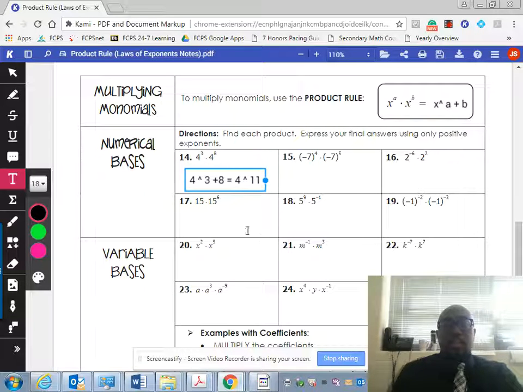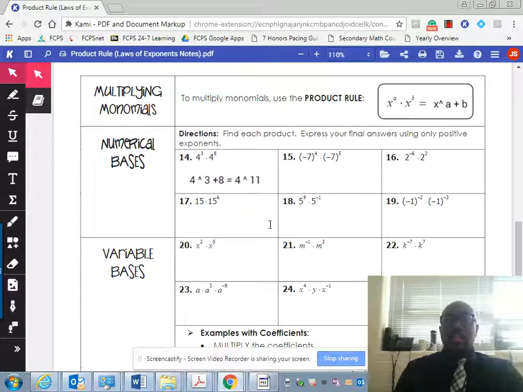Now you can go ahead and use your calculator to simplify that. Okay, I'm fine with you leaving it as 4 to the 11th for right now. If it says leave it in exponent terms, leave it in exponent terms. If it says simplify, then you would want to plug that into your calculator and simplify that. Let's look at the next one.